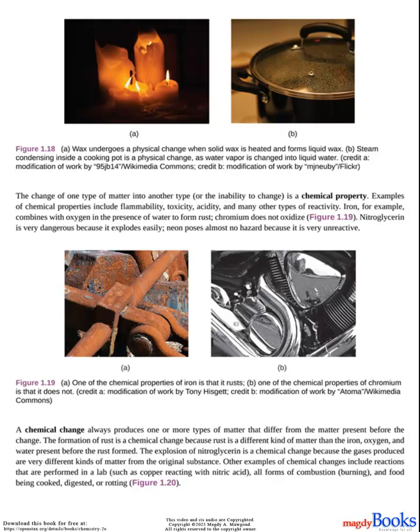A chemical change always produces one or more types of matter that differ from the matter present before the change. The formation of rust is a chemical change because rust is a different kind of matter than the iron, oxygen, and water present before the rust formed. The explosion of nitroglycerin is a chemical change because the gases produced are very different kinds of matter from the original substance. Other examples of chemical changes include reactions that are performed in a lab, such as copper reacting with nitric acid, all forms of combustion, burning, and food being cooked, digested, or rotting, Figure 1.20.